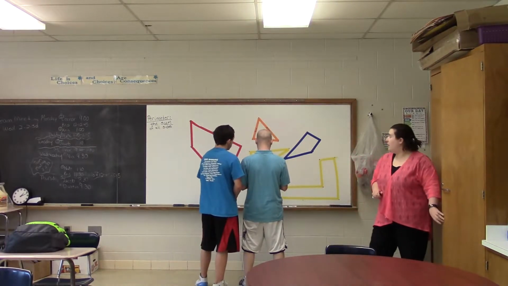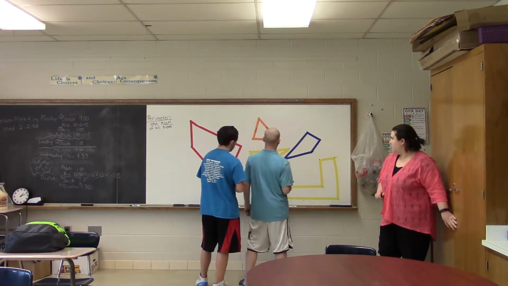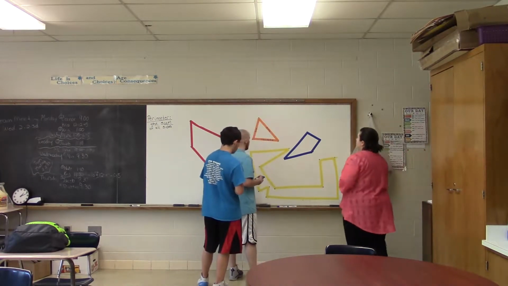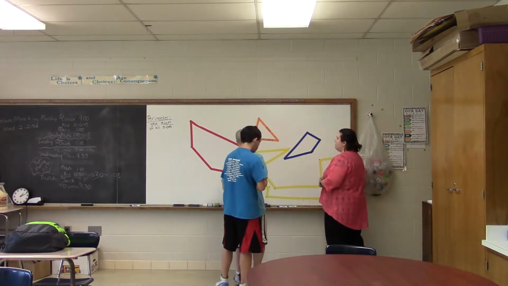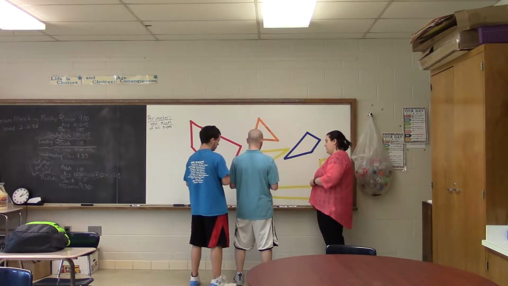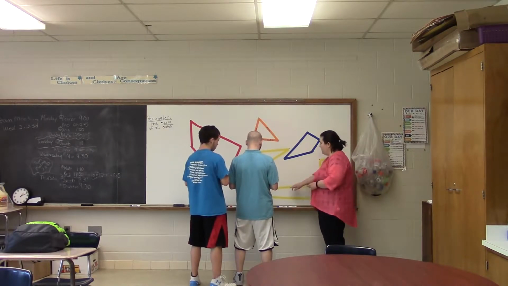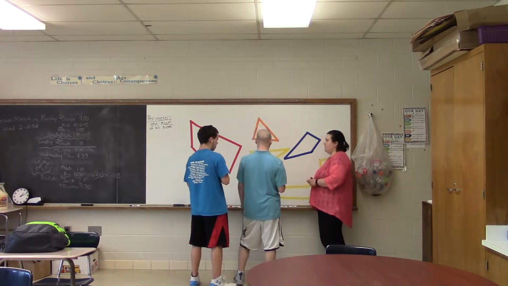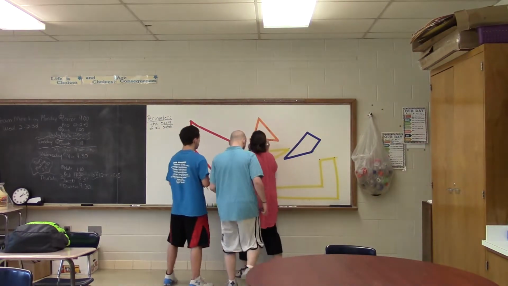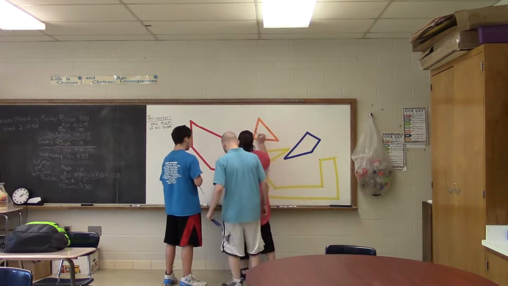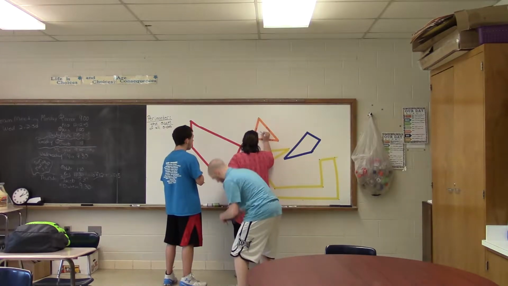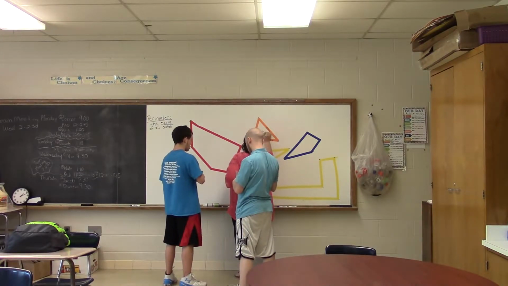What are you adding together? 11 plus 14.5 inches plus 12.5 inches. It's 38 inches. I'm going to put P. P stands for what? Perimeter. Perimeter equals 38 inches.